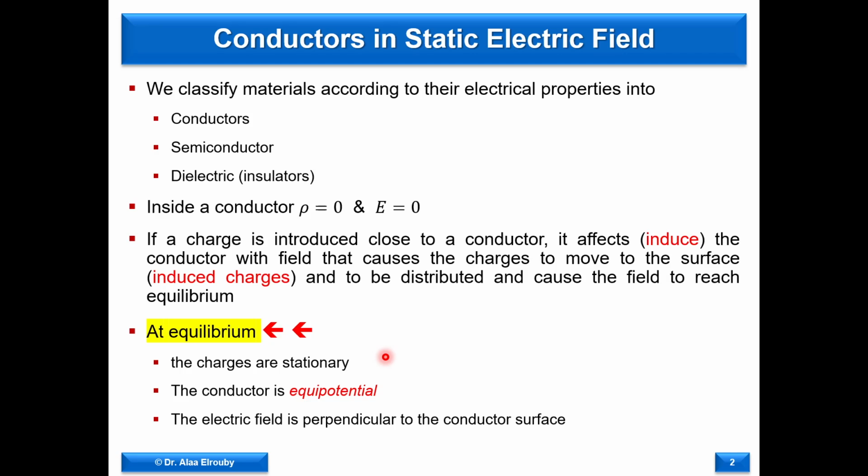At equilibrium, all the charges are stationary. Nothing is moving. I'm not talking about the charges around the nucleus in the atom, but I'm talking about free charges on the conductor being stationary. The conductor will be equipotential. All the points on the conductor, on the surface and inside the conductor, will have the same potential. The electric field inside the conductor will equal 0. The electric field outside the conductor will be perpendicular to the surface. And we're gonna discuss shortly why this is.